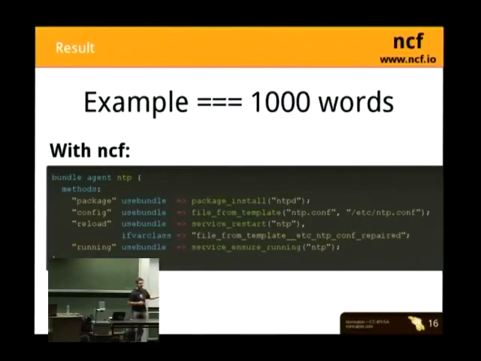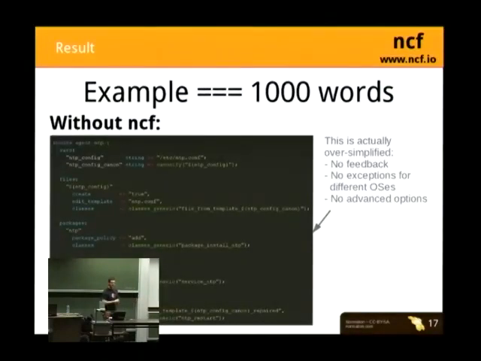Basically, 4 actions, and there's 5 lines of code to do this. The equivalent without NCF in pure CF Engine would look something like this. You've got one promise for each of those 4 actions. You've got some variables at the top.